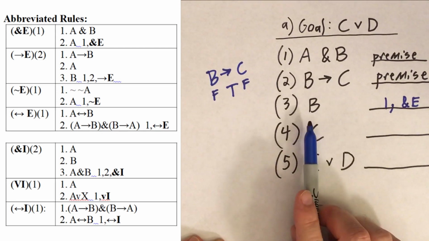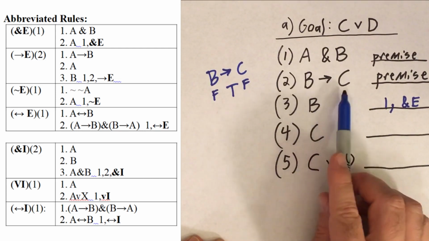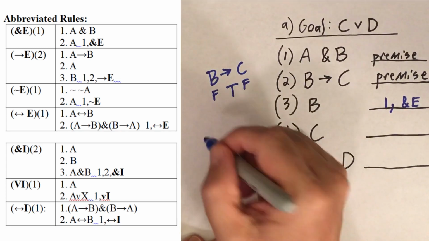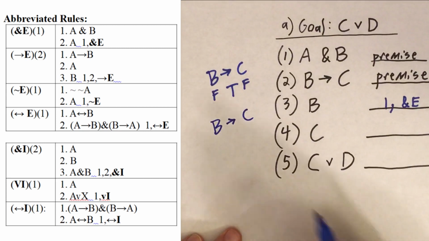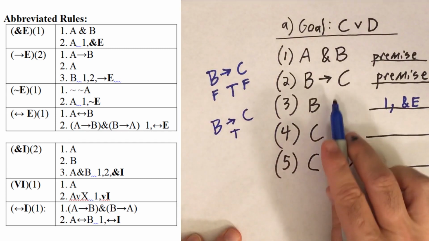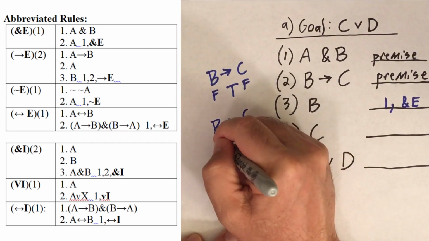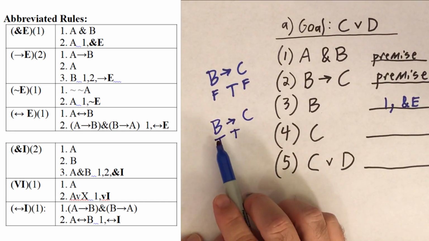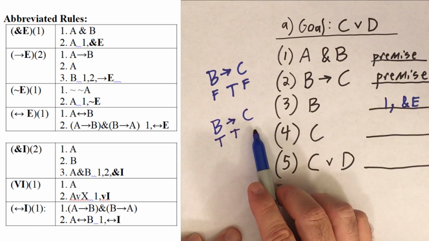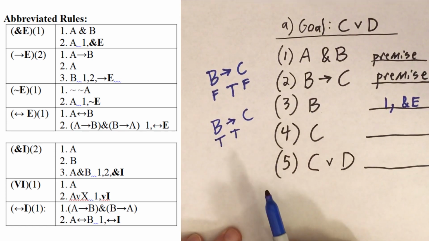And what do I know? I now know the left side of the conditional is true. So notice how that works. I have a conditional, B conditional C, and I know it's true because it's a premise, and now I know that B is true. Well, what follows? If B is true, C has to be. Otherwise, this conditional would turn out false.